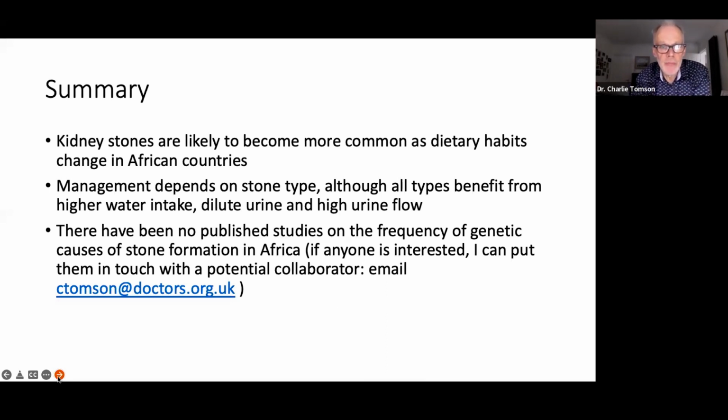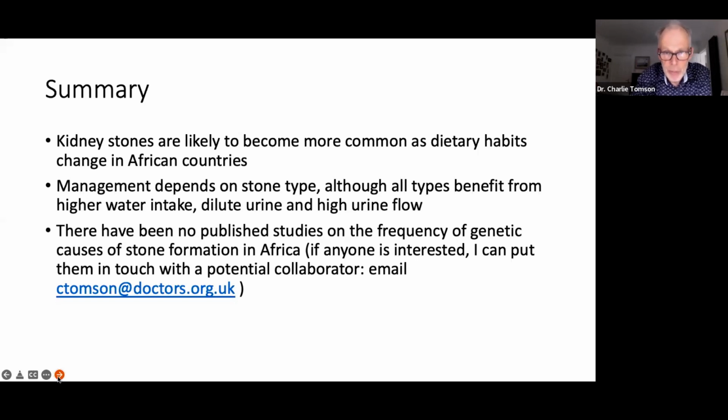And in summary, kidney stones are likely to become more common as dietary and personal habits change in African countries, as you become richer and as people adopt a Western lifestyle with a higher animal protein intake and salt intake. Management depends on the stone type. If you can get a stone analysis or guess at stone analysis from the clues that I've given you, although all types of kidney stones benefit from a higher water intake, dilute urine and a high urine flow. So nearly always the answer is drink more.